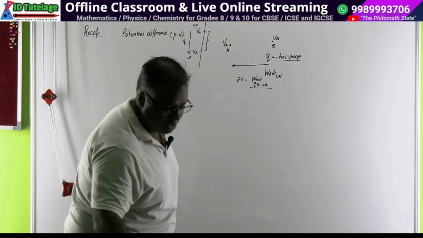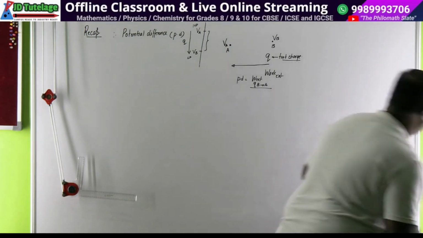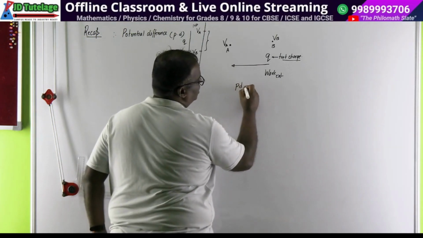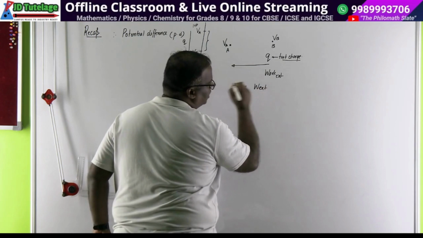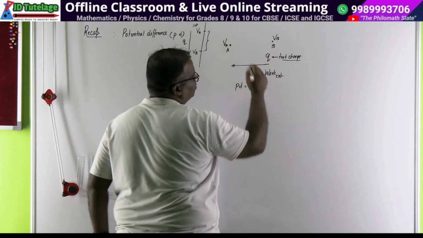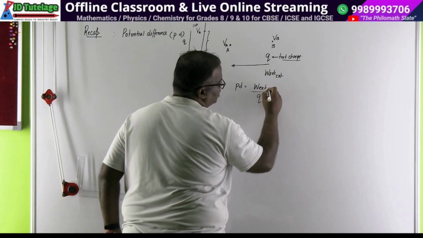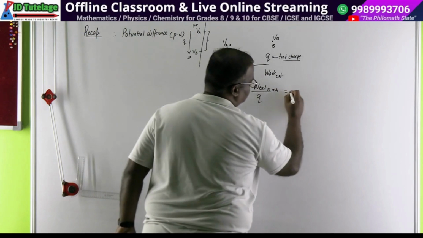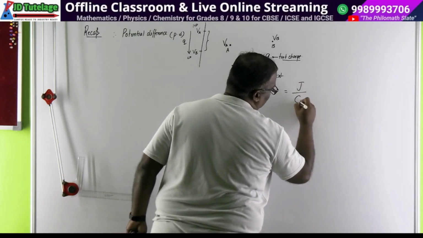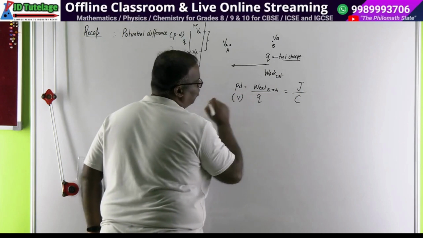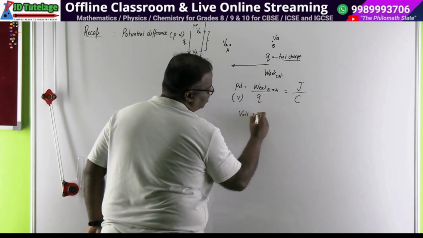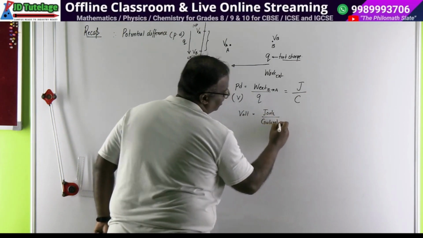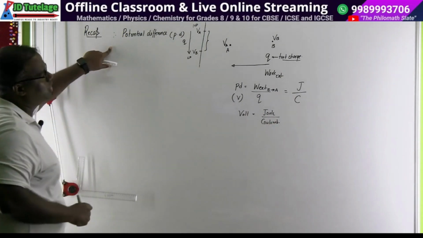So mathematically, how will we show it? The potential difference is said to be the external work done to move this charge from B to A. So work done per unit charge. What is the unit of work? Joules. What is the unit of charge? Coulomb. And the unit of potential difference is volt. So volt is equal to joule over coulomb. This was what we studied the other day as potential difference.